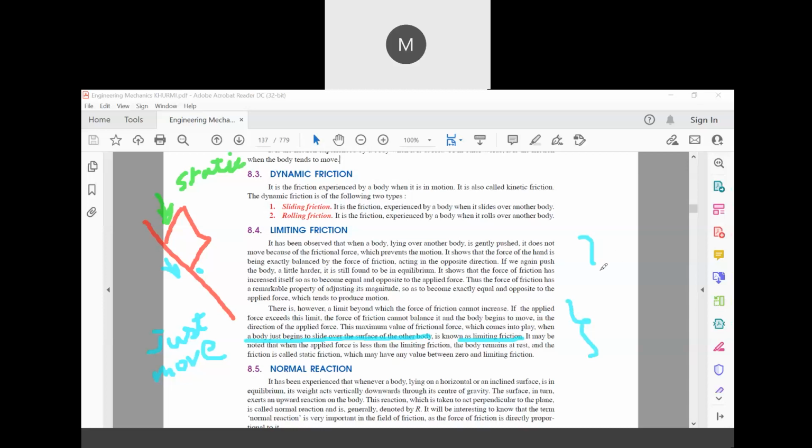Is it clear? Is it clear to all of you? What is limiting friction? Yes, sir. Okay, so this is limiting friction. Now we go to the next part, normal friction.